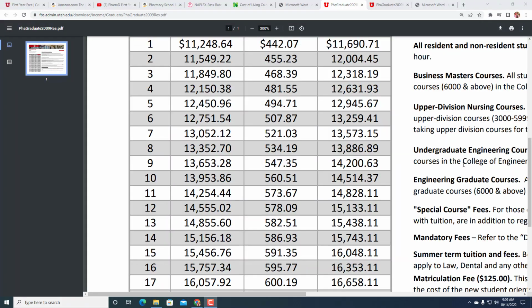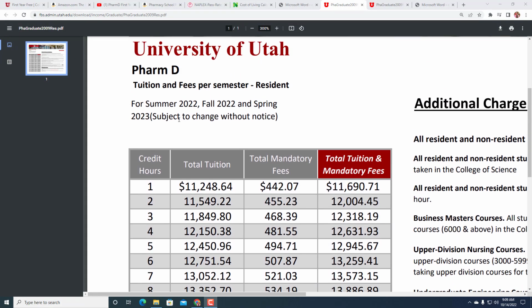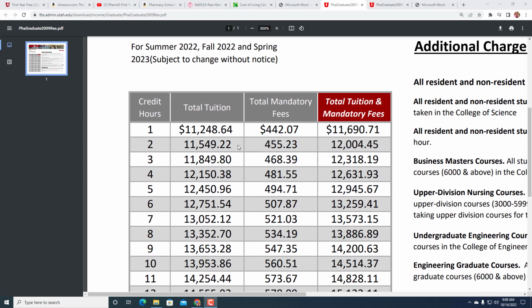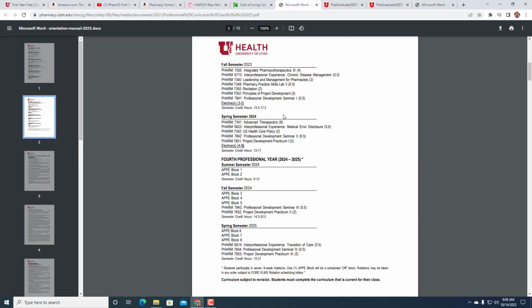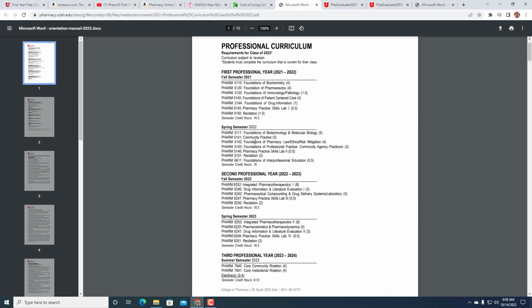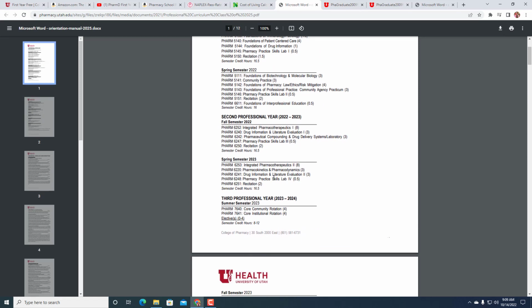Okay, so let's take a deep dive into what that tuition actually is. So here's the tuition fees per semester. Again, it can go up by a little bit. This is for summer, fall, spring 2023, so this year. And when we look at their curriculum, we're going to see that the first semester is 15.5 to 17.5 hours. The next semester is 15 to 17. Oops, that's third year. But 16.5, 16, 16.5, 16.5.